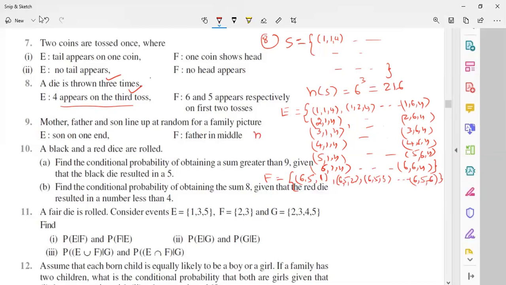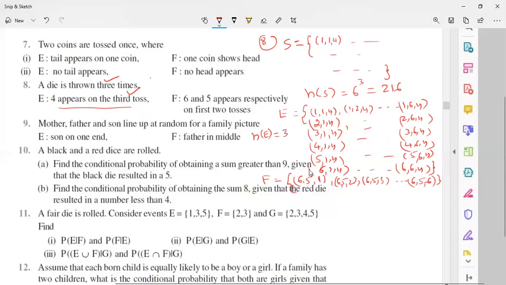Therefore, the number of favorable cases in E is 6 into 6, that is 36. Here the favorable cases for the event F is 6, and the total is 216. So we can find the probability directly.